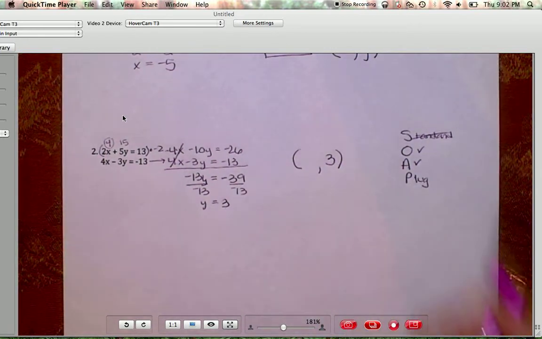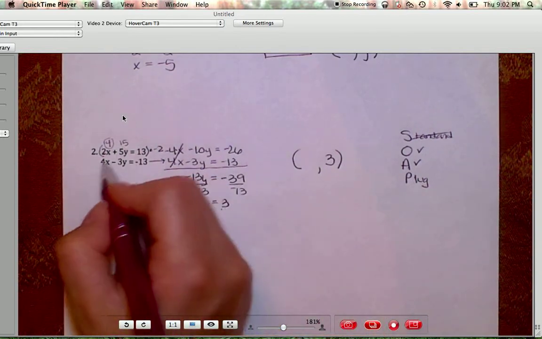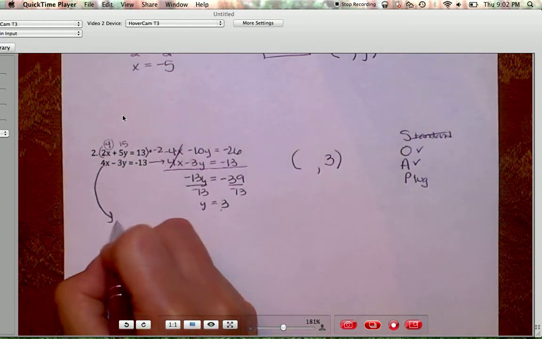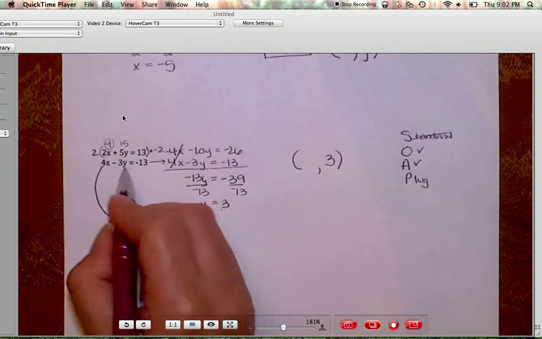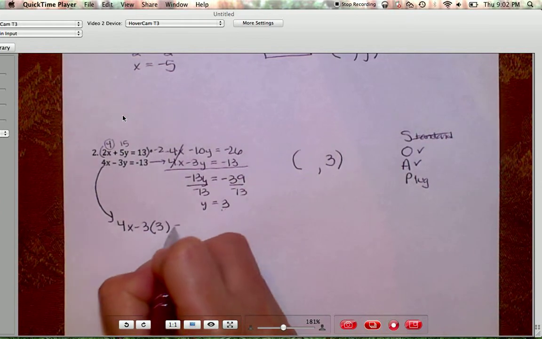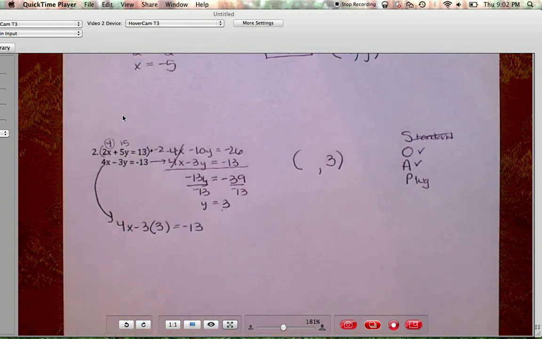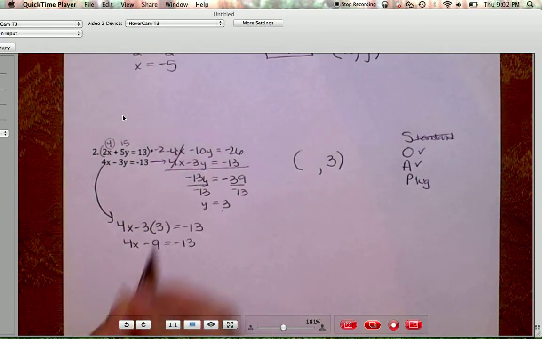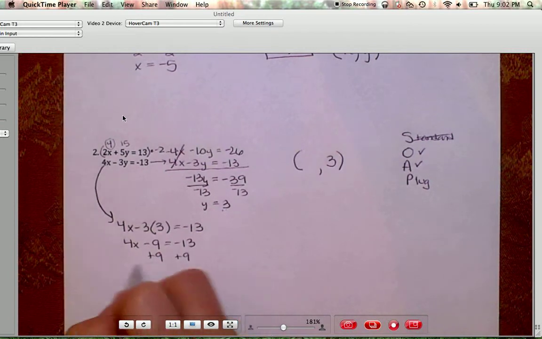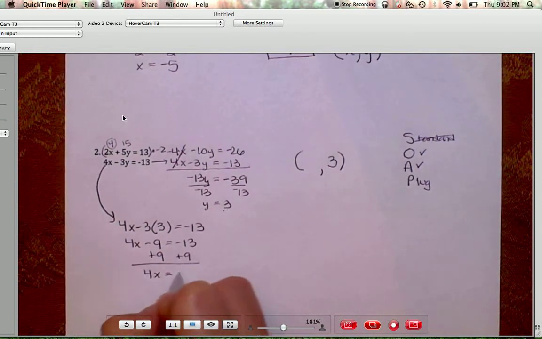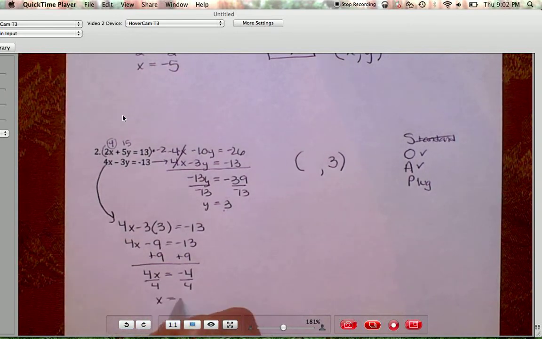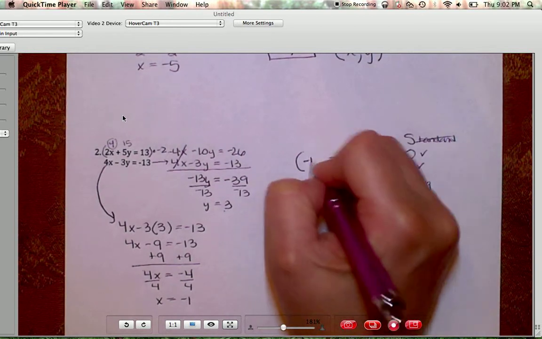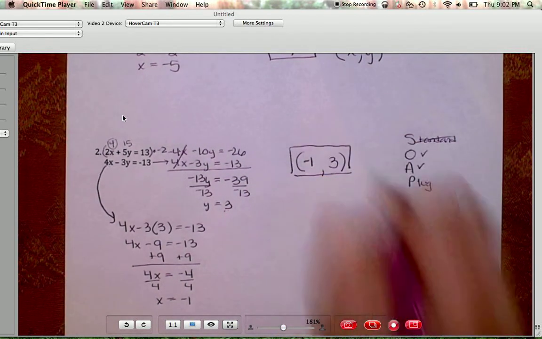Plug this y into one of these equations. Again, it doesn't matter. So this time I'll use the bottom one. So we get 4x minus 3 times the y coordinate, which is 3, equals negative 13. 4x minus 9 equals negative 13. Add 9 to both sides. 4x equals negative 4. And then divide both sides by 4. We get x equals negative 1. So that's your x coordinate. That belongs here. There's your final answer.